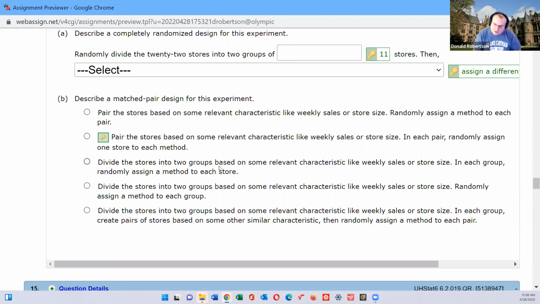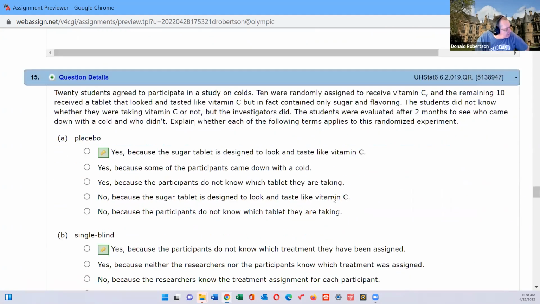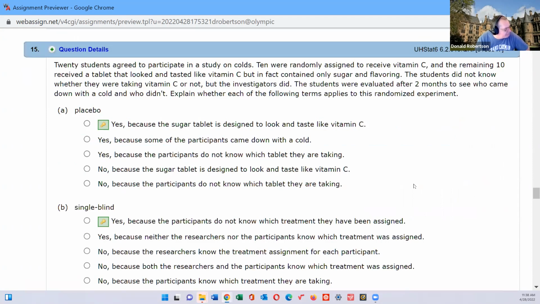Because since there's only 22, couldn't you be really unlucky and have a lot of big stores in the second group? So don't big stores sell a lot more cornflakes than little stores? And so you might not be able to tell the difference. So that's quite a subtle tweak to the idea.